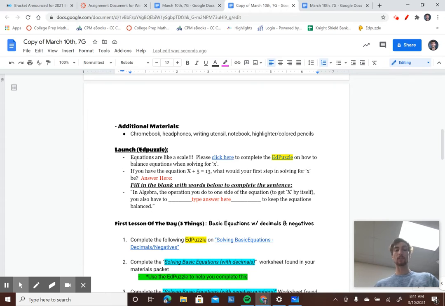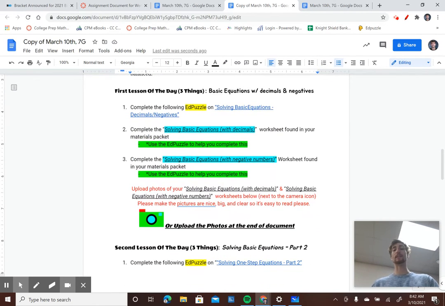And for today's launch, we're going to talk about how equations are like scales. In other words, what I take from one side, I also have to take from the other. If I add 5 to one side, it might be a little bit heavier. But then if I add 5 to the other side, now we're balanced out. And that's the whole idea of algebra here. So you're going to fill in the blanks where it says answer here and answer here. And then you're going to complete the first lesson of the day.